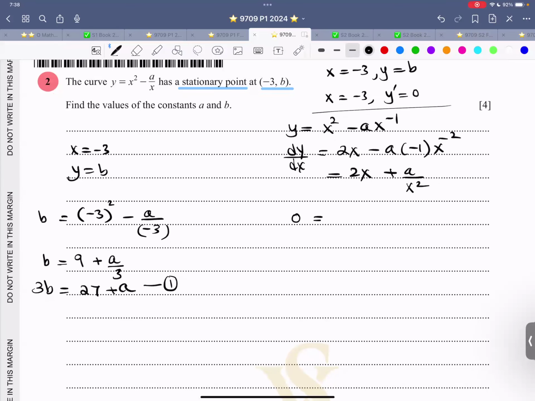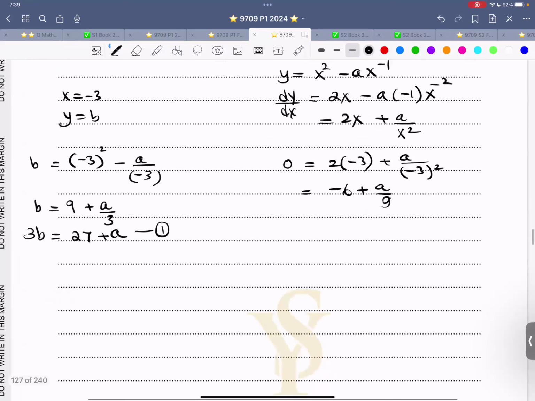dy/dx is 0, x is -3. 2 into -3 plus a over (-3) squared. So that is -6 plus a over 9. Cross multiply. So therefore 0, this is -54 plus a. Therefore you find a very simply, which is 54.